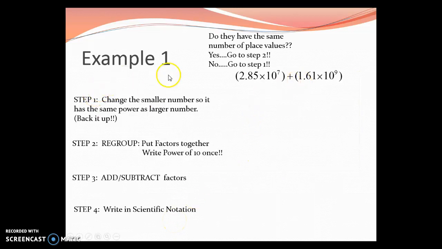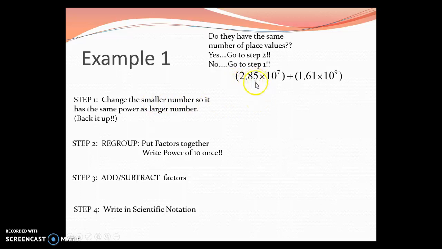Here's example 1. We have 2.85 times 10 to the 7th plus 1.61 times 10 to the 9th. As you can see, these exponents are not the same, so these do not have the same place value. We've got a little cheat sheet here. Do the numbers have the same place value? They do not, so we're going to go to step 1. We're going to change the smaller number.